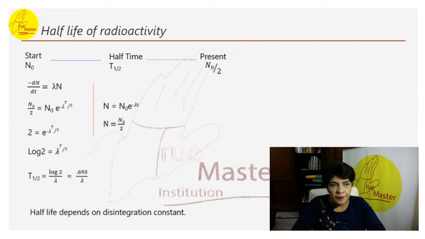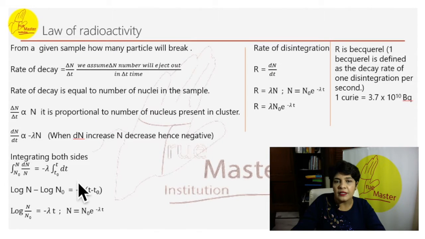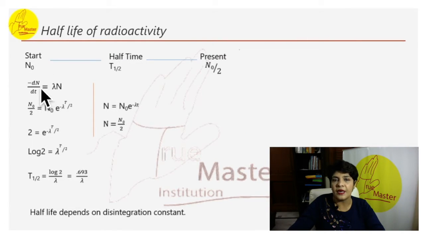12.5. According to the radioactive law, the rate of decay at any instant is proportional to the number of undecayed nuclei. Say this is N naught. So at half time, t half, the quantity gets to N naught by 2. Here we have dN by dt equals minus lambda N. This is the general formula we have arrived at, and we are taking this formula.